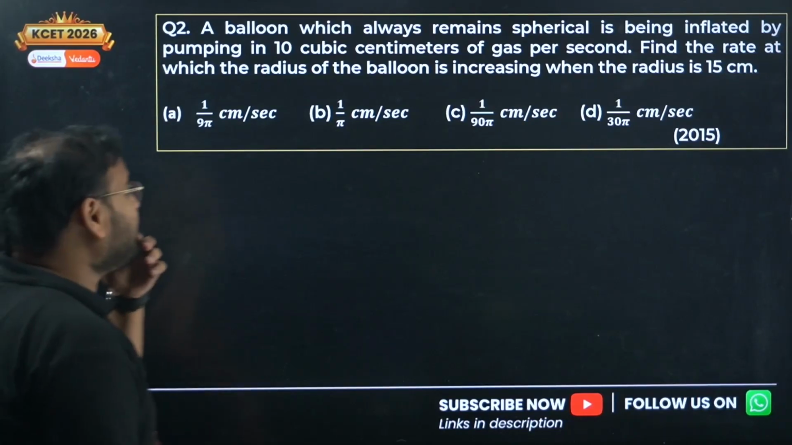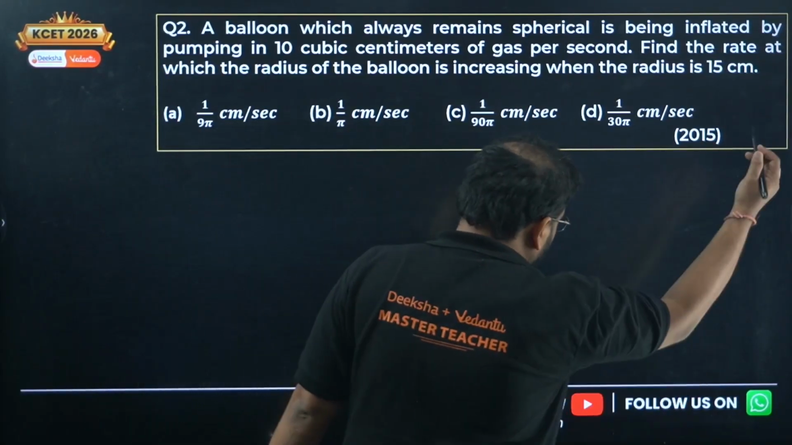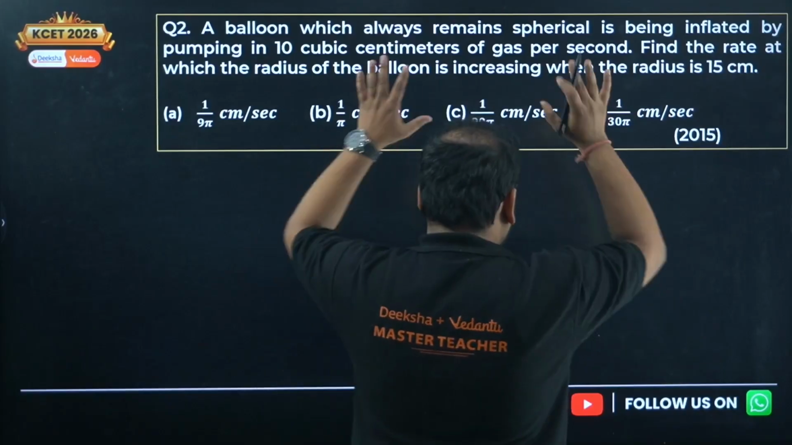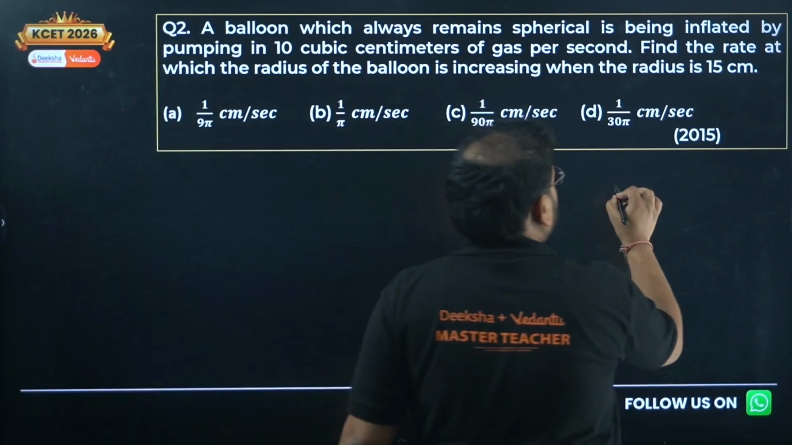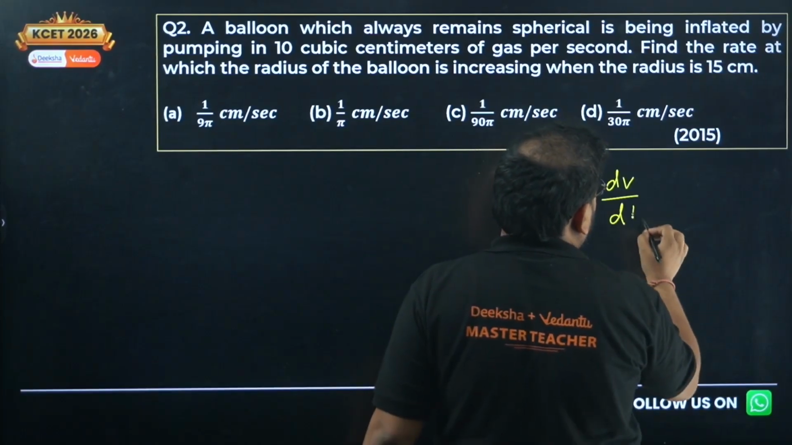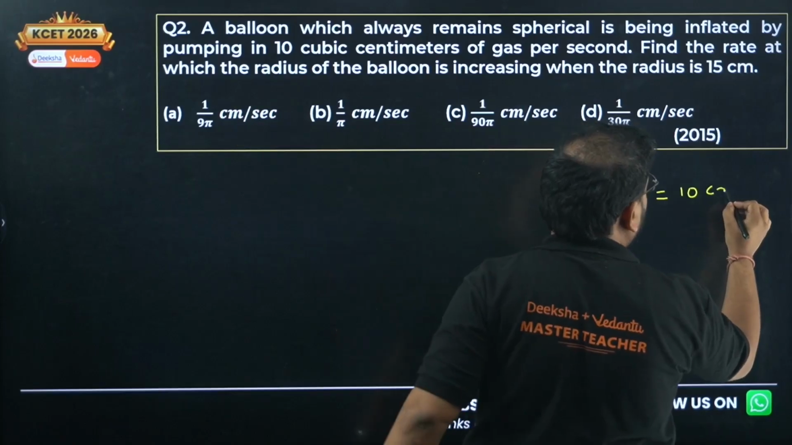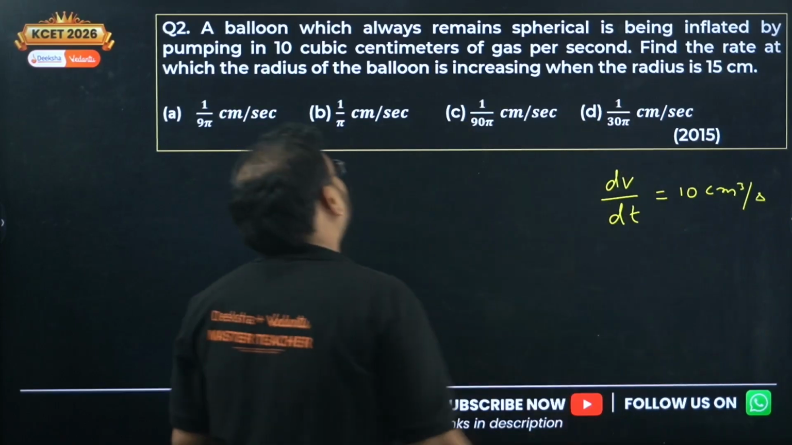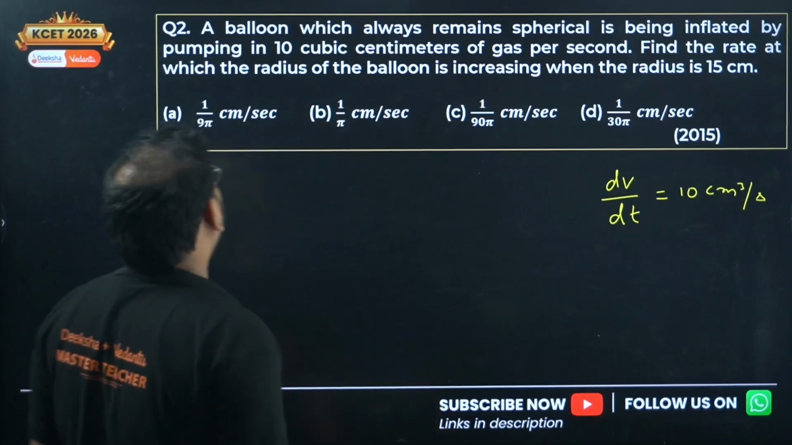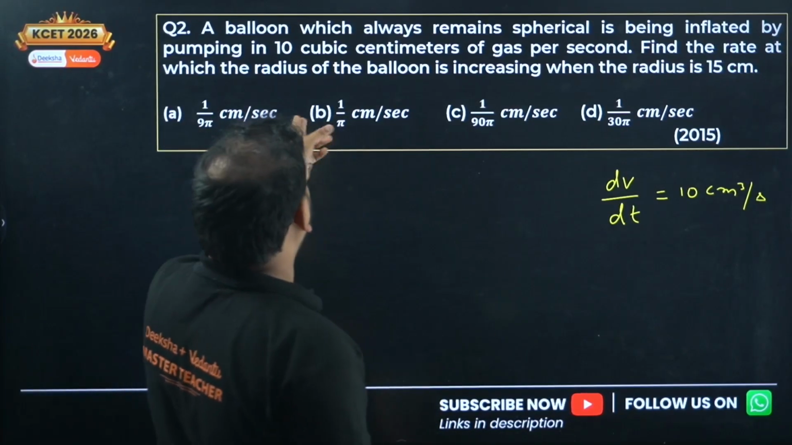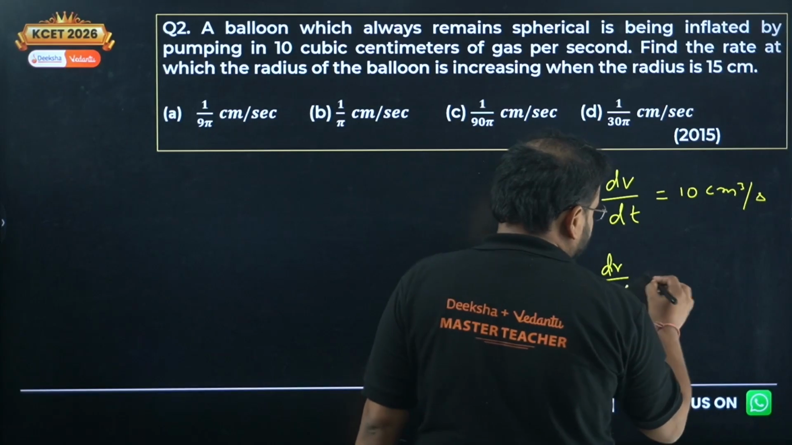A balloon which always remains spherical is being inflated by pumping in air. Spherical means the volume concept is there. Filling the air means increasing the volume. So you have dV by dt given as 10 cubic centimeters, 10 cm cube per second, the rate of change of volume. Find the rate at which the radius of the balloon is increasing. They are asking us to find dr by dt.